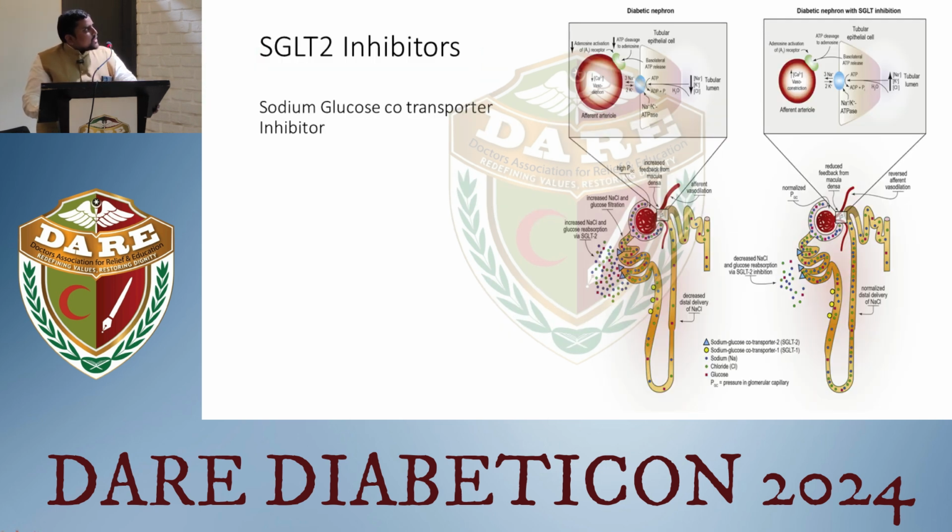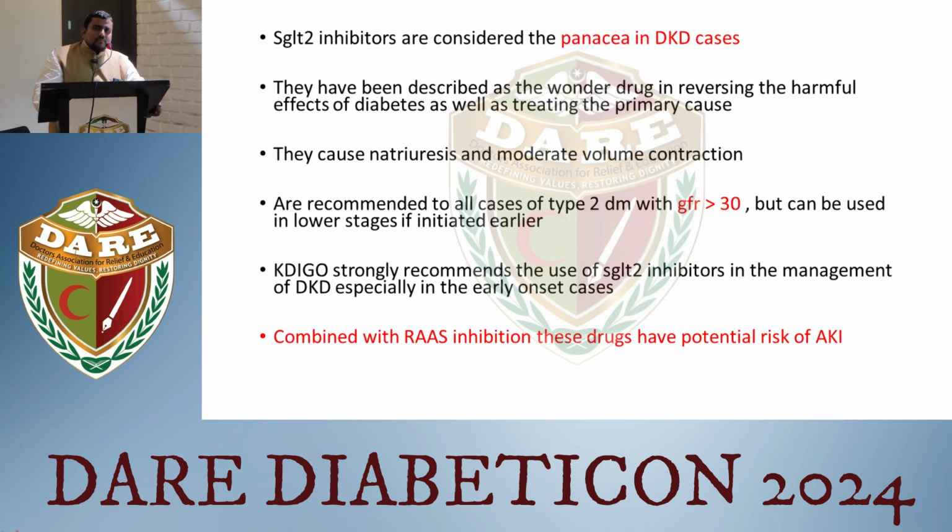Coming to the second important drug, which is now known as the panacea of diabetic kidney disease, the SGLT2 inhibitors. Some are even calling them the wonder drugs. They basically inhibit the sodium glucose co-transport in the proximal convoluted tubule. So they cause natriuresis, reduce the glycemic load, cause glycosuria, and have a moderate volume contraction.